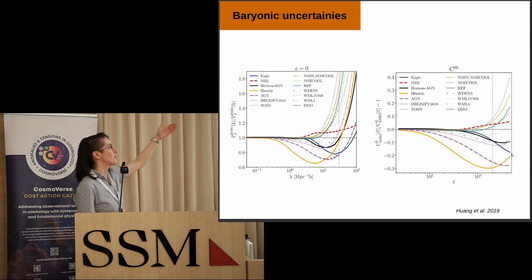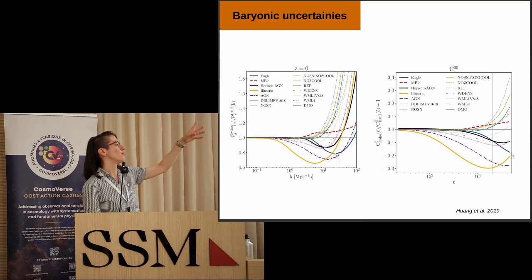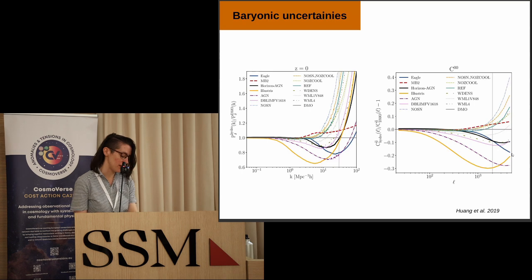So we have a bunch of different hydro simulations with different modeling for the baryonic physics, the matter power spectrum on the left, propagated into an example redshift cross-bin of the cosmic shear on the right. And we see that there are fairly significant deviations from the dark matter only power spectrum if you just ignore baryons. So what are we going to do about that?